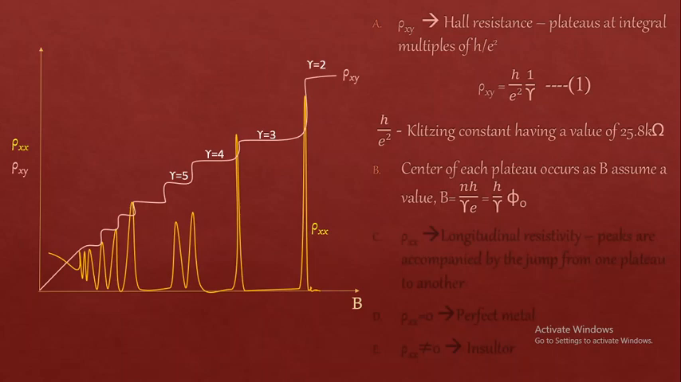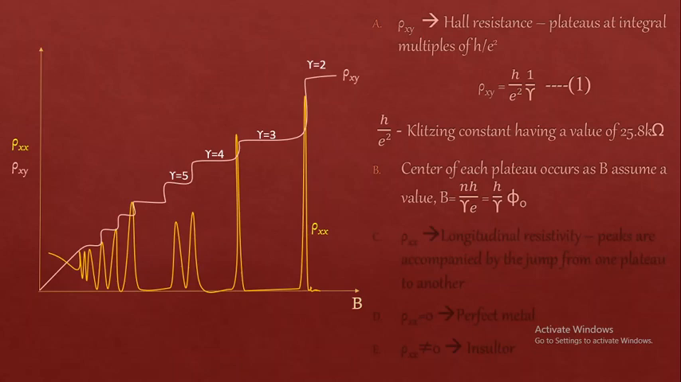Just make the correction. So B will be equal to N by gamma into phi naught. So N by gamma is nothing but N is a number, gamma is again an integer. So finally we are getting a certain number into phi naught. This phi naught, which is equal to h by e, is called the flux quantum. That's why at these values the plateaus are going to be formed.